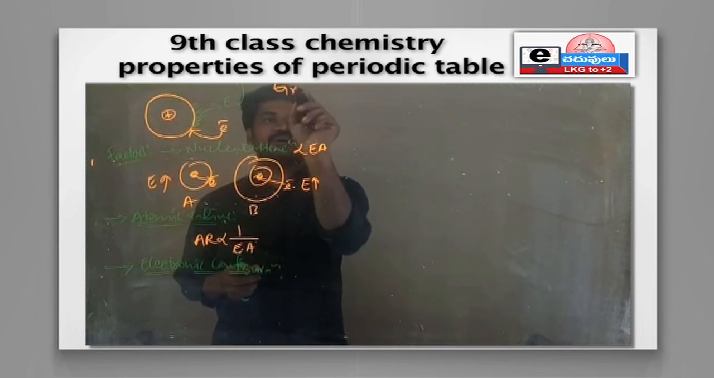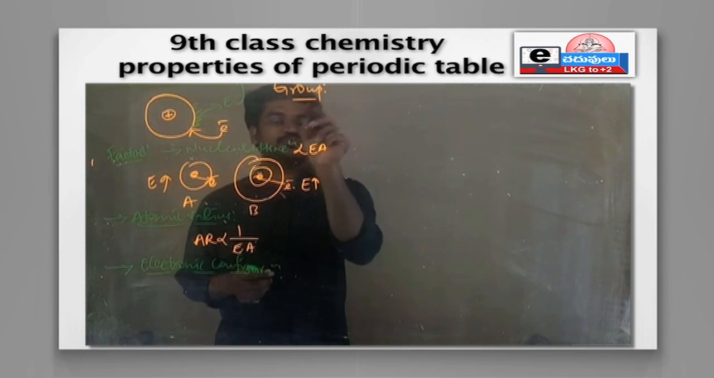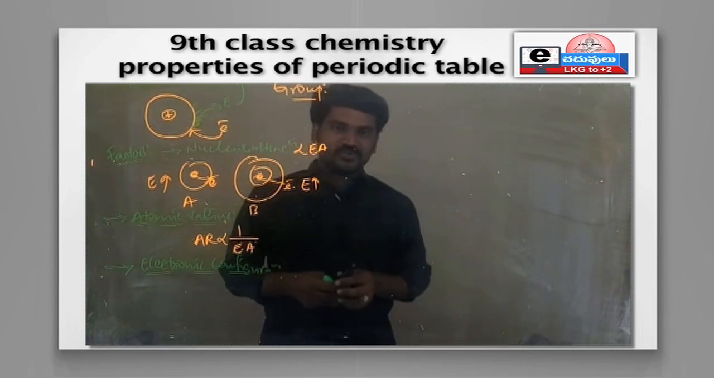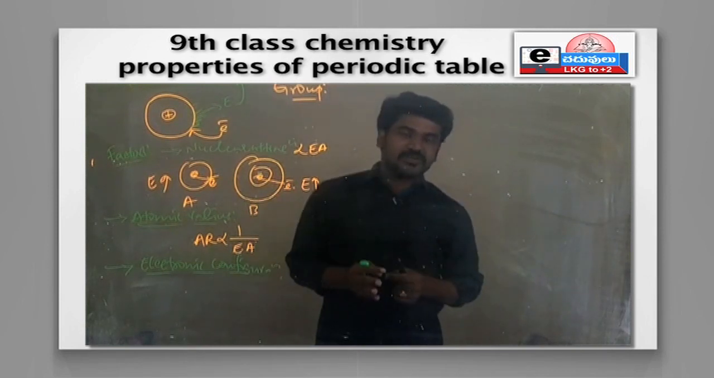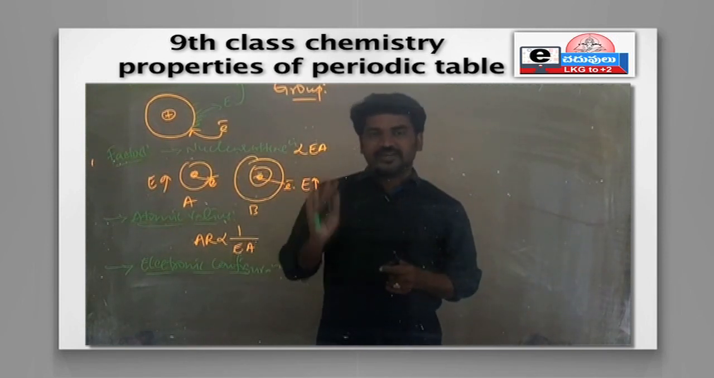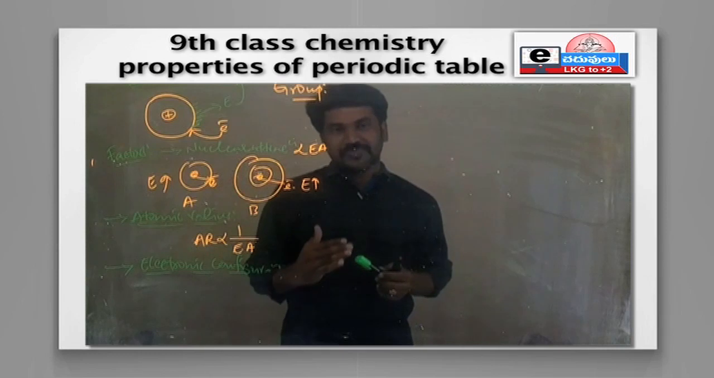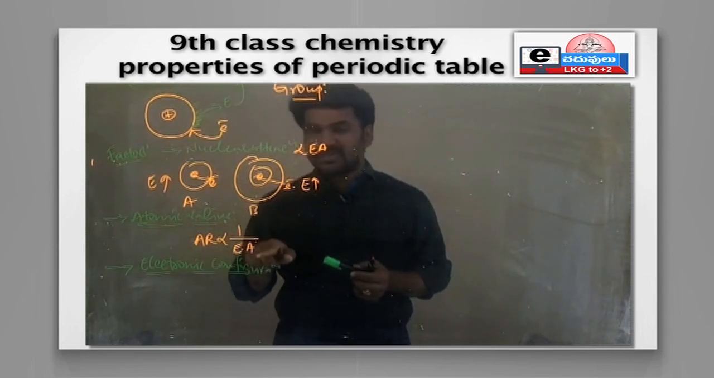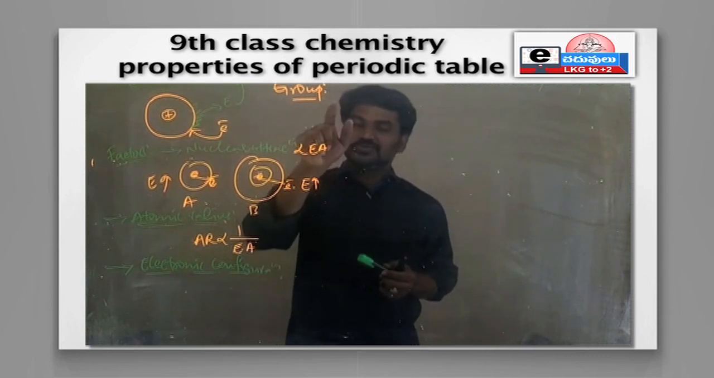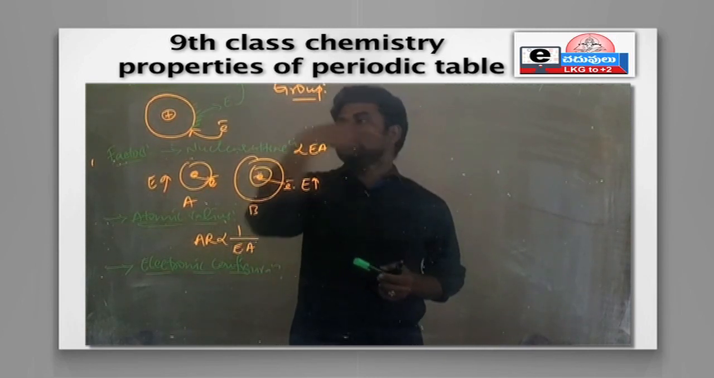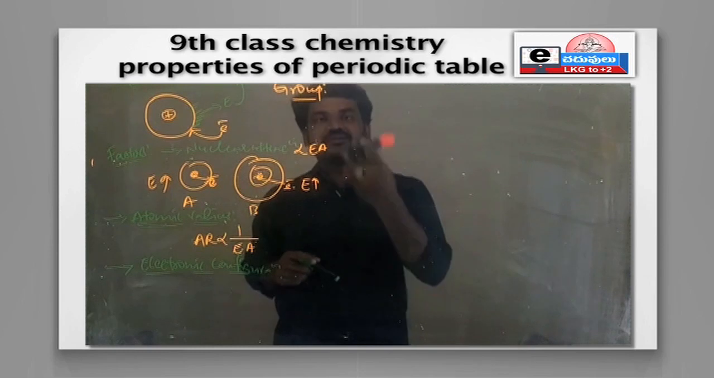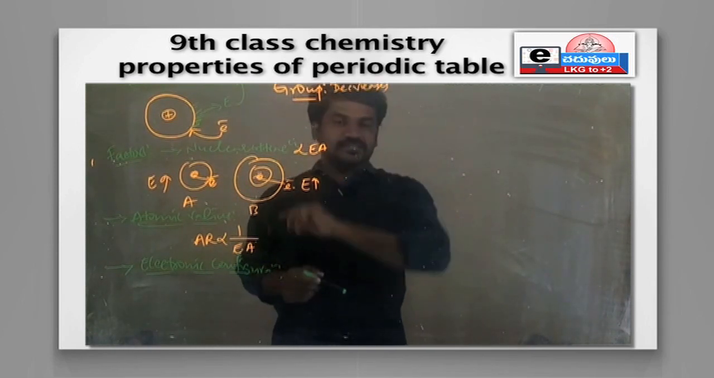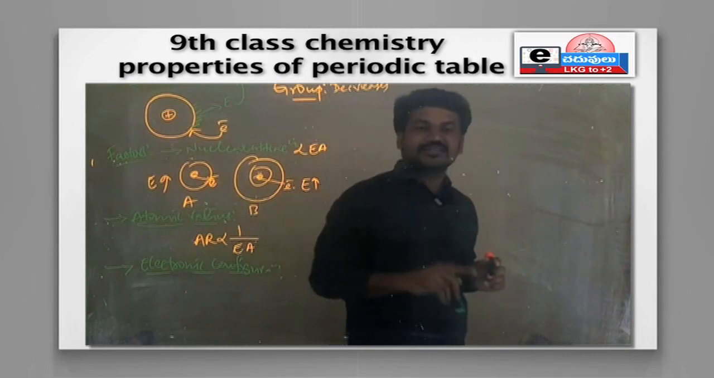Now, how it changes in a group. Groups means what? Vertical columns are called groups, no? Right. In groups, what happens to atomic radius? From top to bottom, atomic radius increases. Atomic radius is inversely proportional to electron affinity, no? In groups, atomic radius increases, so electron affinity decreases. Why? Because atomic radius increases.